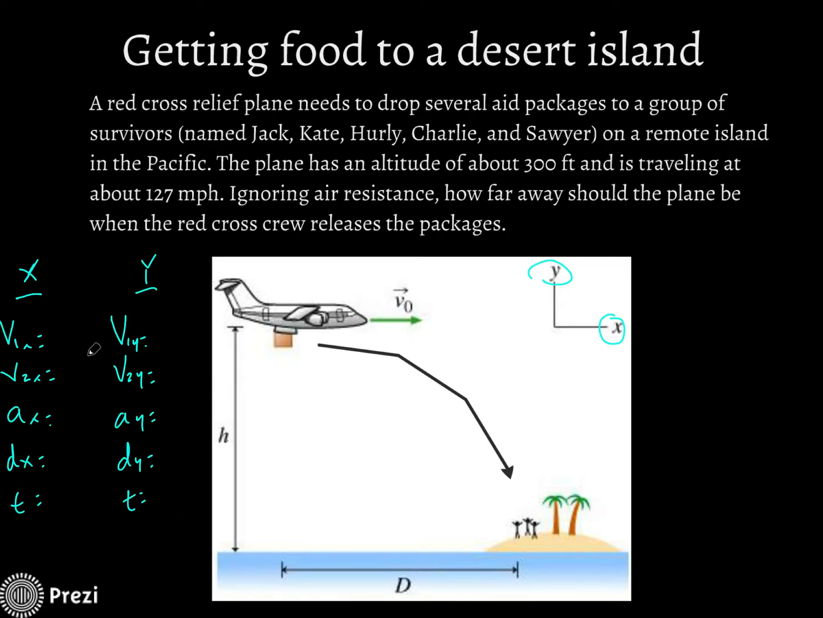Okay? All right, so the initial velocity in the x direction. Do you guys remember what it was from the last example? So if the plane's going v0, okay, the speed v0, which is 127 miles per hour, right? Then the package needs to be released with that same speed, right? The package is going at the exact same speed as the plane's going, right?